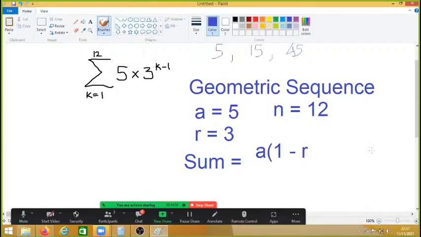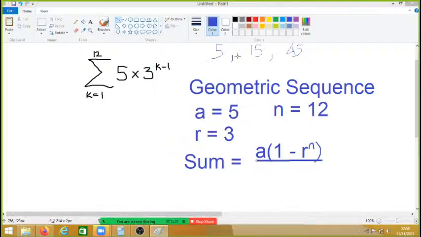Do you know what's going to come next? Can't find my mouse now. There it is. Okay, 1 minus r to the power n on the top. Close the bracket. And then on the bottom, you should have figured it out by now. It's just 1 minus r. Okay, this is the sum formula.